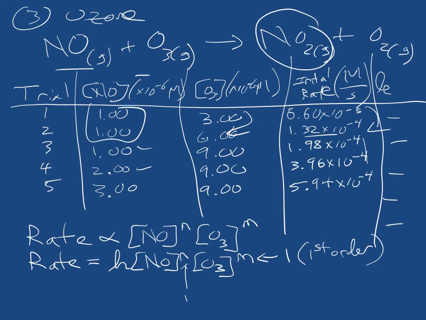So the rate law would be the rate constant times nitrogen monoxide to the first power times ozone to the first power. And it's good to put the 1 explicitly so there's no ambiguity. And the overall order of reaction is 1 plus 1, so the overall order is 2. The order with respect to NO, nitrogen monoxide, is 1. The order with respect to ozone is also 1.